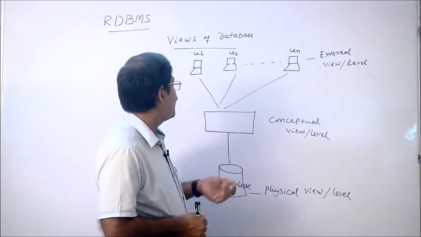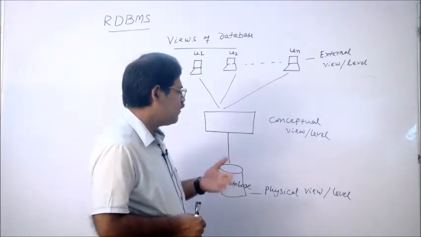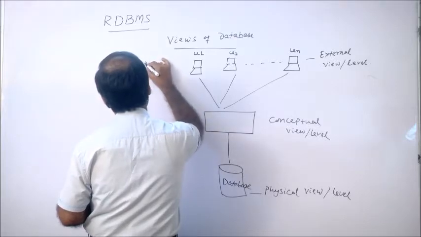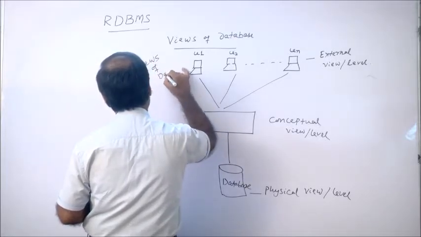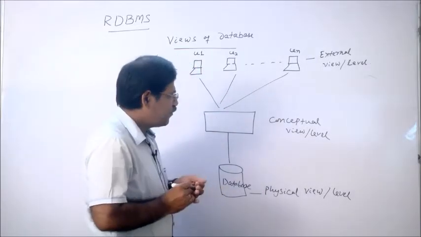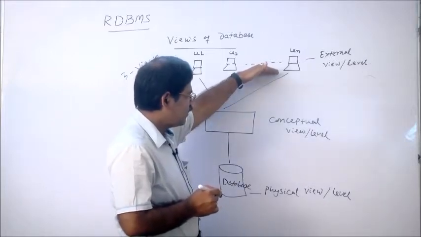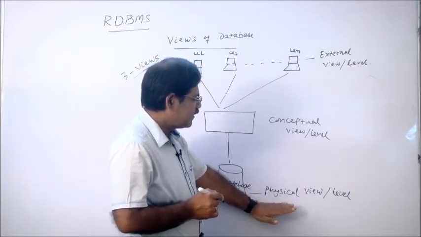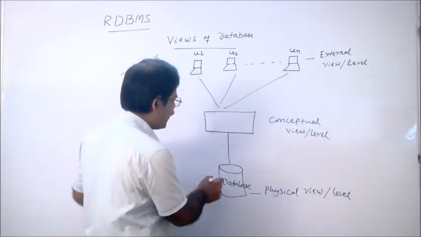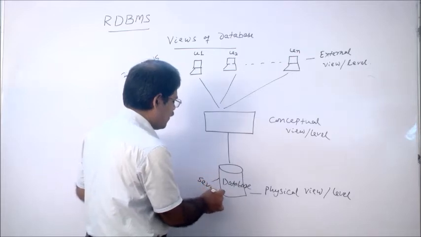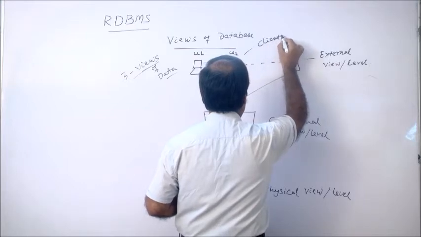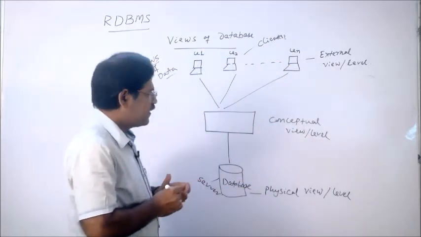You can also say there is a schema or views, three views of data. Data can be viewed in three ways: 1, 2, 3. This external level is the user level, and the actual database, where data is stored, is in a physical medium, maybe a server. These machines are called client machines. Number of clients are there. So this is a client machine.